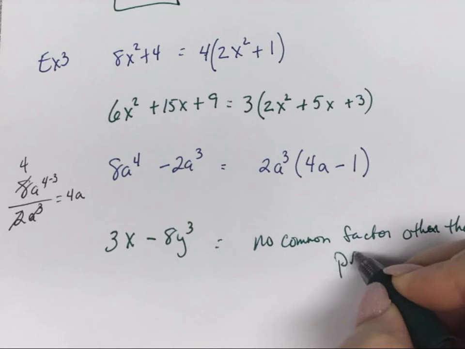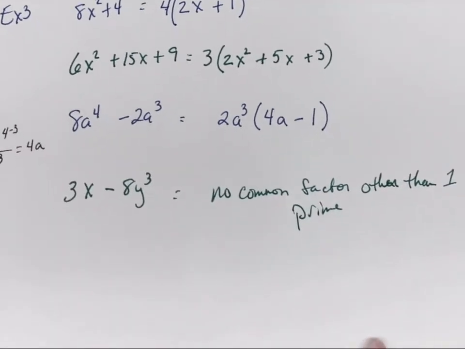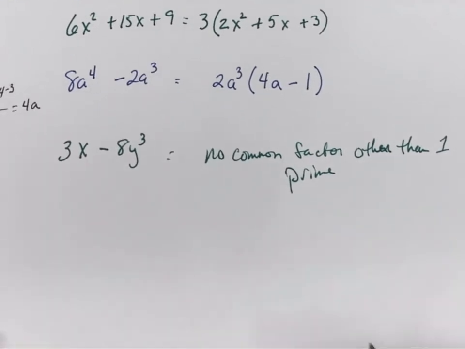So that means this is going to be a prime. So it is not factorable. So no common factor other than 1. And sometimes you'll have that. When we get into other kinds of factoring, we may only factor out a 1 because that's all we have. All right, let's look at another one.